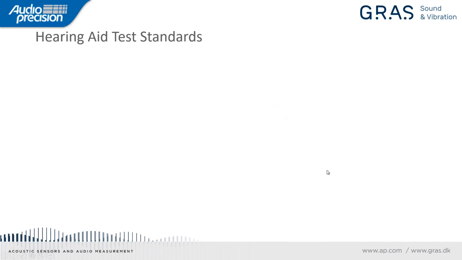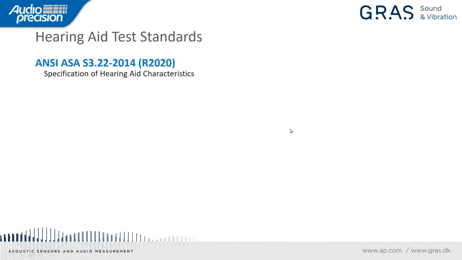Now let's talk a bit about the hearing aid test standards. One of the main ones is the ANSI ASA S3.22. This was last revised in 2014 and reaffirmed in 2020. The title is Specification of Hearing Aid Characteristics, and this is widely used for production test of hearing aids.